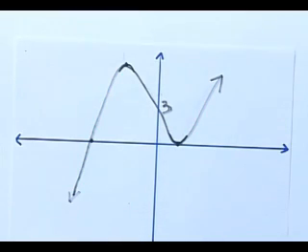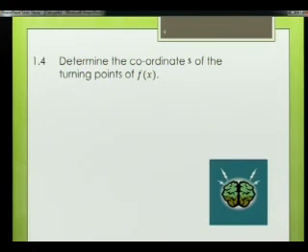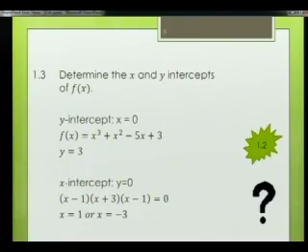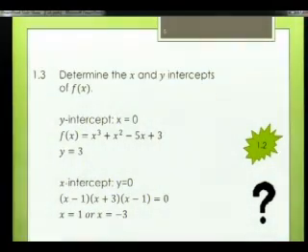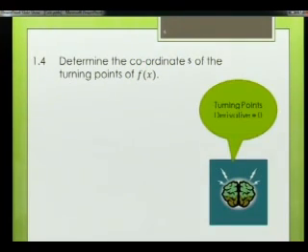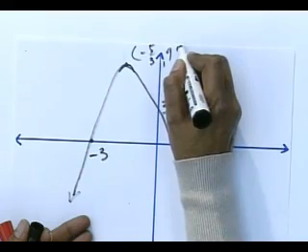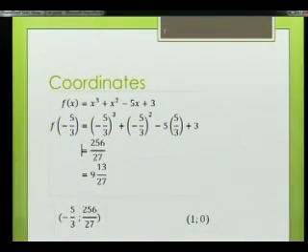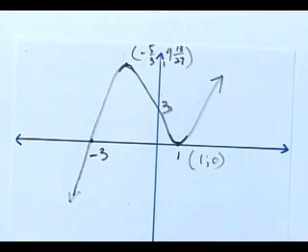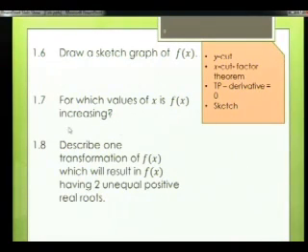I'm going to quickly flash back on my slides just so that you can see where my coordinates were. My x-intercepts were at -3 and at 1. And that happened there at 3. Okay. And the coordinates of my turning point were -5 over 3 and 256 over 27, and this one here was the 1 and 0, that point there. So now we have our graph, and if we continue and look at the more difficult questions that are coming up now.